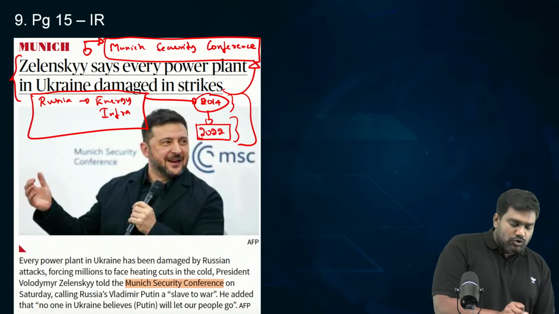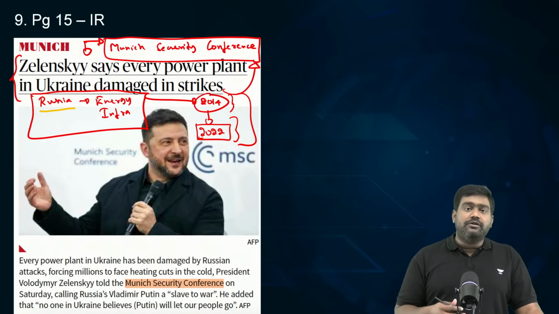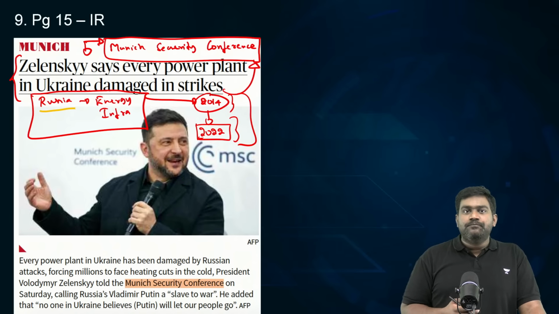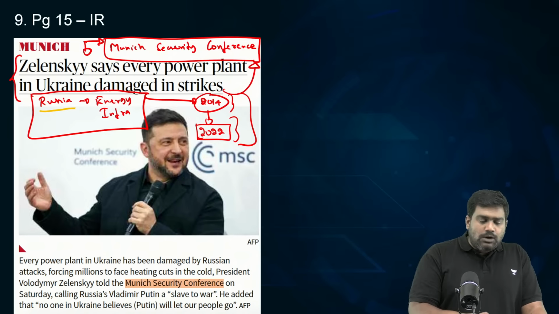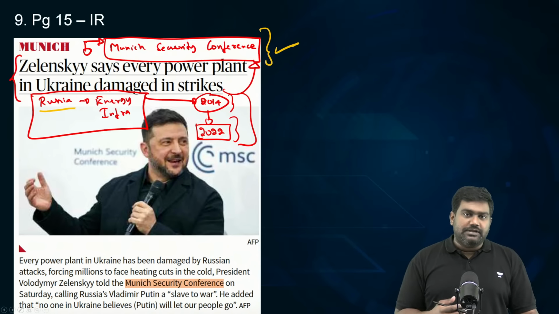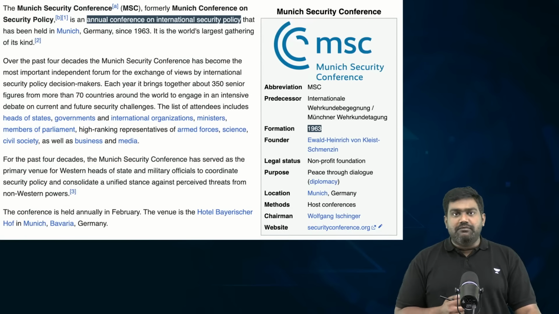So, right now, Ukraine is facing the prospect of complete loss of electricity, which is seen as a very inhuman way of fighting a war. So this issue was brought up by Zelensky at the Munich Security Conference. Now, what we need to understand is what is the Munich Security Conference? So this topic can be relevant for prelims.